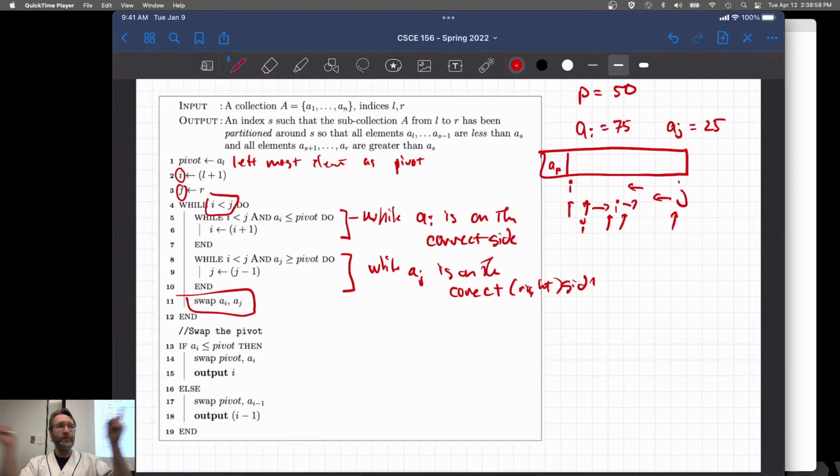Continue, finding pairs that are on the wrong side and simply swapping. Don't swap if you don't have to. If it's already on the correct side, you don't need to move it. Once I and J have met or passed, you are done with the partitioning. You may then need to swap the pivot element out. And depending on where your I and J ended up, are you going to put the pivot element here, or are you going to put it in the one adjacent? That's just a small technical detail that I'll leave for you to examine yourself.